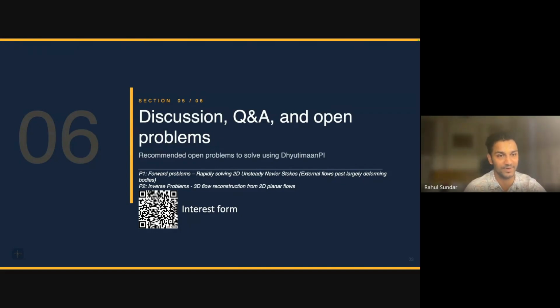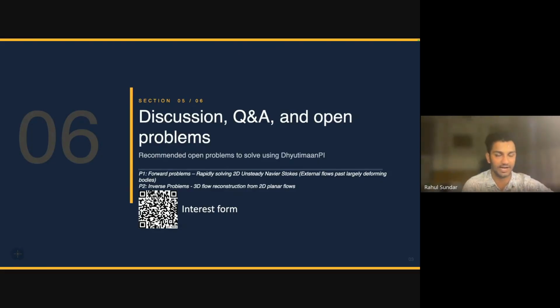Thanks, Sachin, for asking that question. I think it was leading to this. Mostly, I'm interested in external flows, plus largely deforming bodies, which is part of my thesis work as well. How do you solve these equations, instead of using some data, carrying out inference and building surrogate models? Can you actually use PINNs to solve these 2D unsteady Navier-Stokes equations, which are complex, nonlinear, have a lot of spatiotemporal scales, and are very rich in spectra and so on? And then you have inverse problems like 3D flow reconstruction from 2D planar flows.